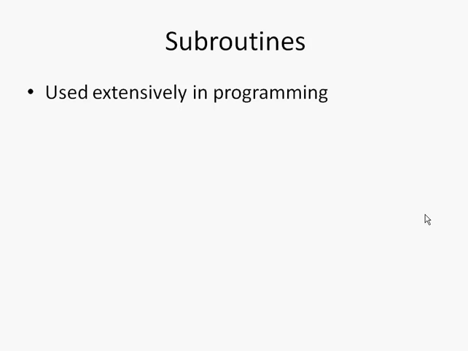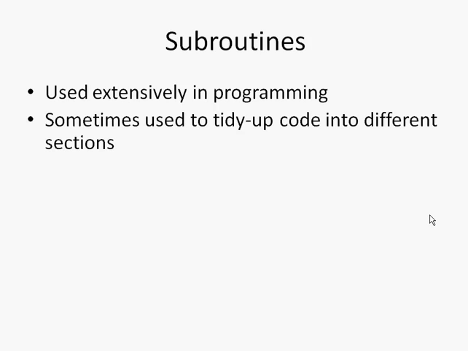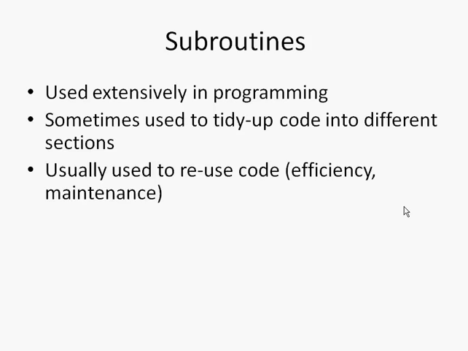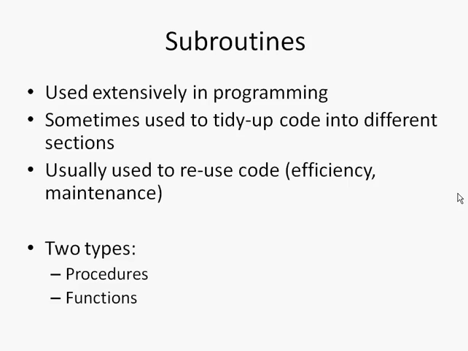So, subroutines. These are used everywhere in programming. They're sometimes used to tidy up code into different sections to keep things neat and tidy, but more often they're used to reuse code, to be efficient and to allow for the easy maintenance of code and not to reinvent the wheel every time we want to do something. There are two types of subroutine. There are procedures and there are functions.